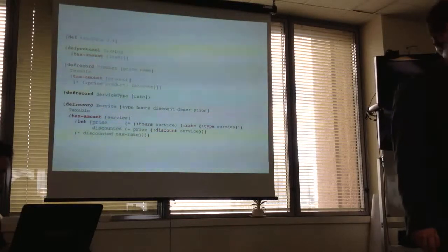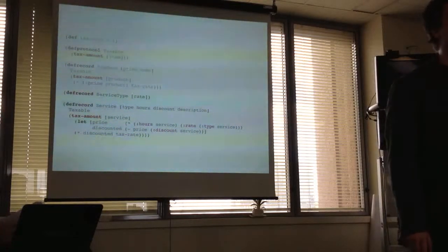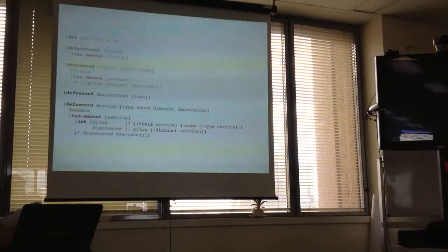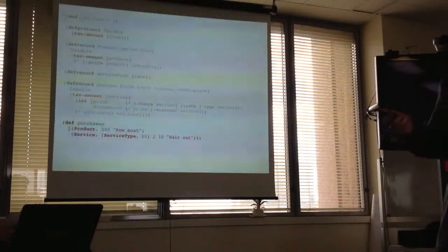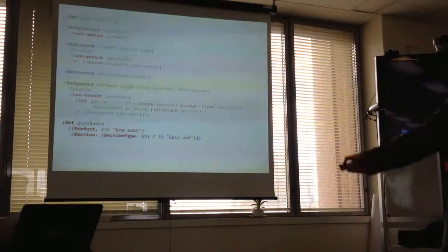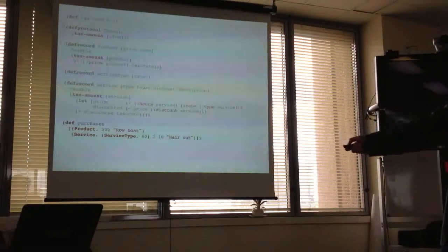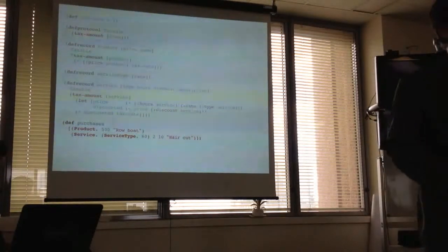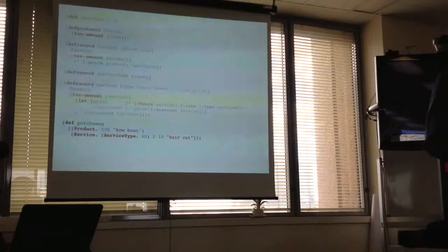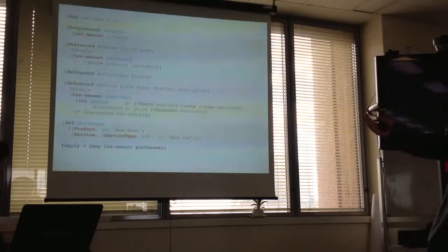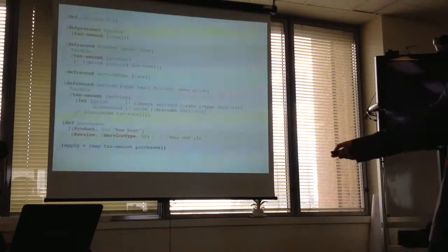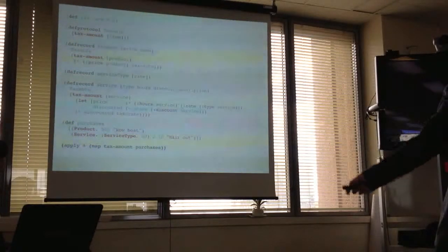Yes? I ended up asking my question a little bit, but what does this give you over dynamic constraints? Sorry? What does this actually give you? Ah, good. Yeah. So the thing it gives you is polymorphism. So what we can do is chuck a product and a service in a collection, and then we can treat them both the same way. So I can map over my collection of purchases, and I can call tax amount on all of them.